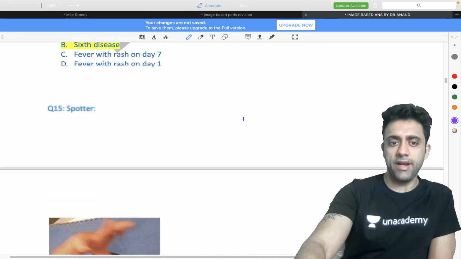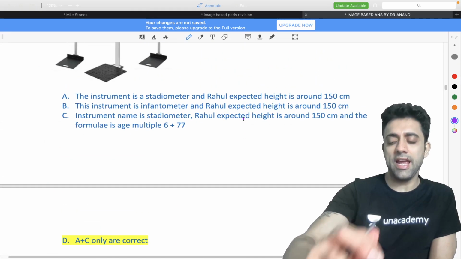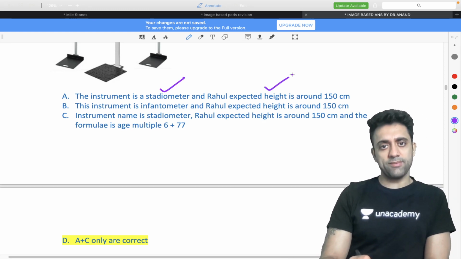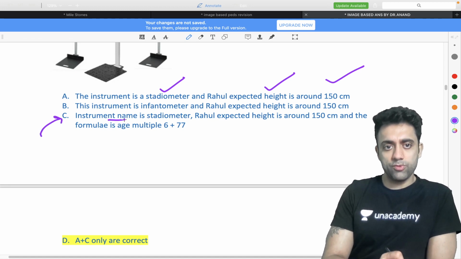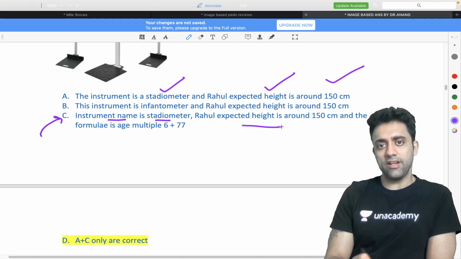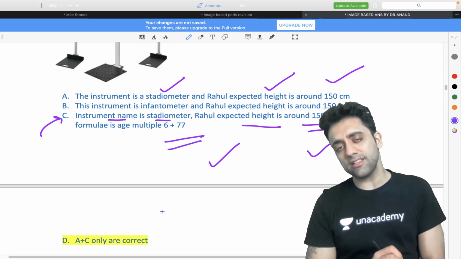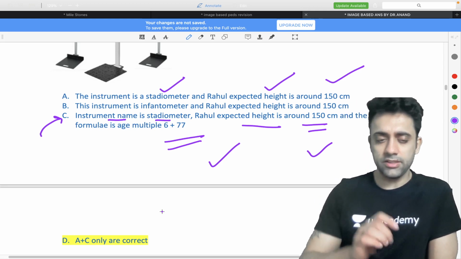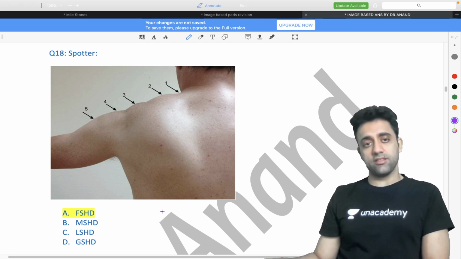So let's see. The better answer for this question will be nothing but A and C are right. Instrument is stadiometer, yes. Rahul expected height is 150, yes. And even C option is also right. Instrument name is stadiometer, yes. Rahul expected height is 150, yes. And the formula is age into 6 plus 77. Okay, done. Very good. Perfect. This is a good question.